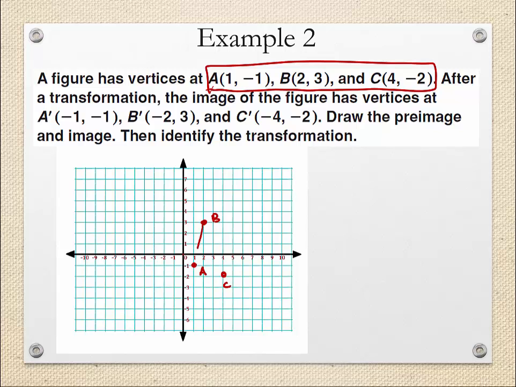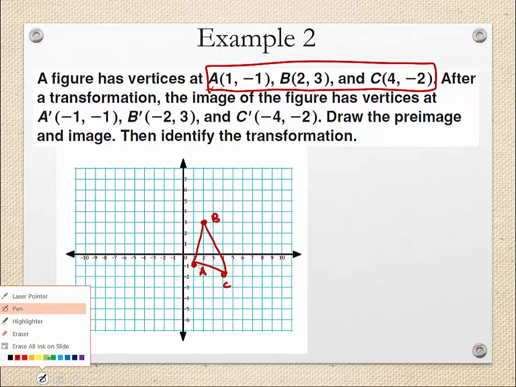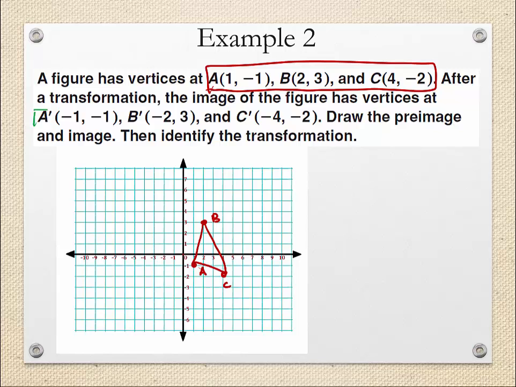Now it doesn't really matter what this shape looks like. In this case it's a triangle. And now we have to map the image, all of our primes here. So A prime is now at (-1, -1). B prime is at (-2, 3). And then C prime is at (-4, -2).